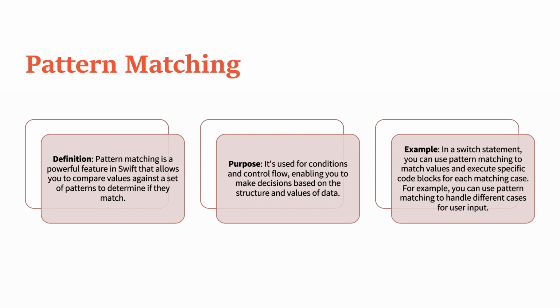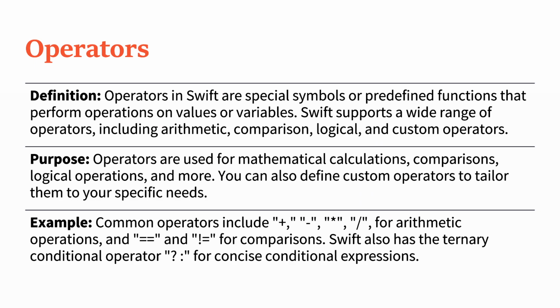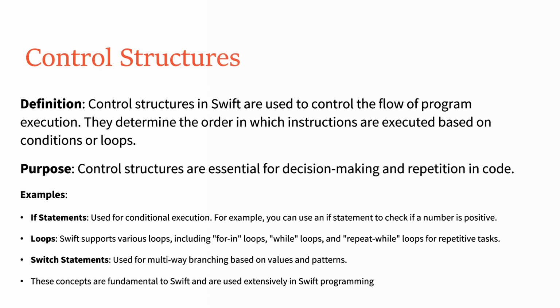Pattern matching. Pattern matching is a powerful feature in Swift that allows you to compare a value against a set of patterns to determine if they match. Operators. Operators in Swift are special symbols or predefined functions that perform operations on values or variables. Swift supports a wide range of operators including arithmetic, comparison, logical, and custom operators. Control structures. Definition: control structures in Swift are used to control the flow of program execution. They determine the order in which instructions are executed based on conditions or loops.